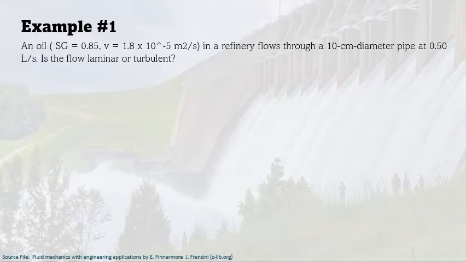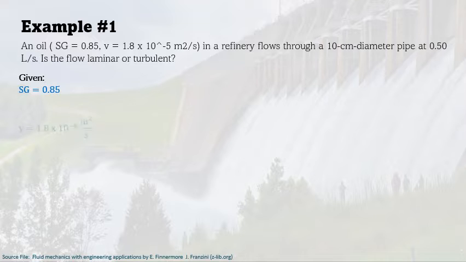Let us have an example for us to better understand laminar and turbulent flow and the use of the Reynolds number in order to identify the type of flow. We have here an oil with a specific gravity of 0.85 and a kinematic viscosity of 1.8 times 10 to the negative 5 meters squared per second. In a refinery, it flows through a 10 centimeter diameter pipe at 0.5 liter per second. We are to determine whether the flow is turbulent or laminar.